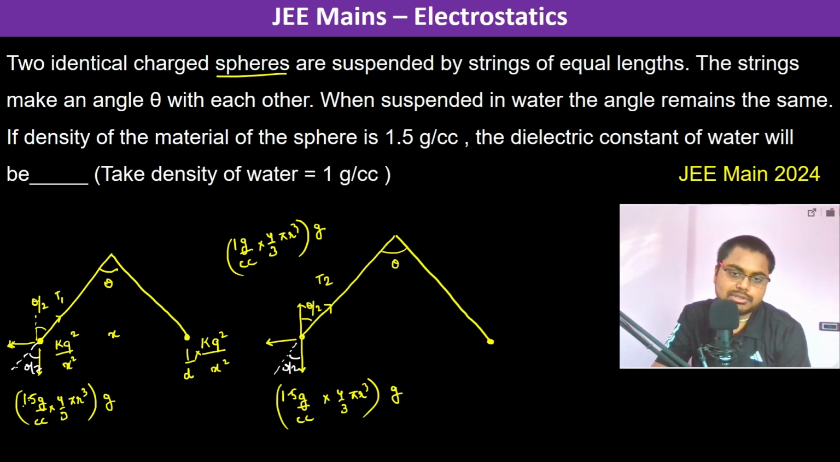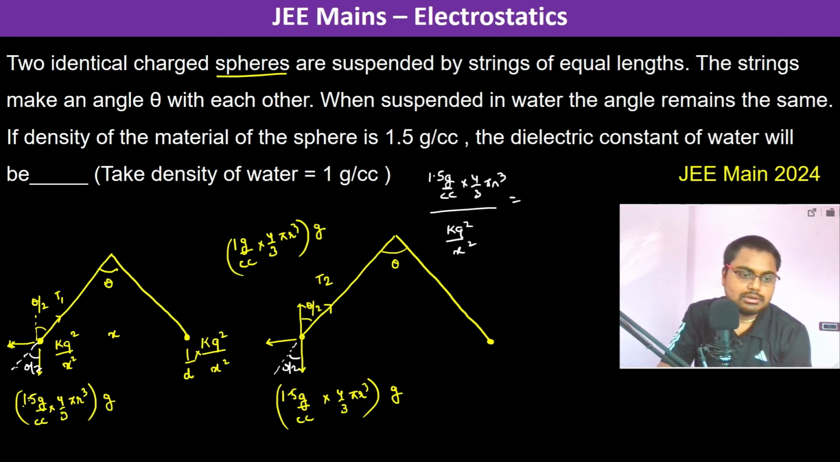So tan theta by 2 in this case is 1.5 gram. How is it tan theta by 2? Let me show you. So 1 gram per cc into 4 by 3 pi r cube divided by kQ square by x square should be equal to 0.5 gram per cc into 4 by 3 pi r cube, both sides multiplied by g, divided by kQ square by d x square.